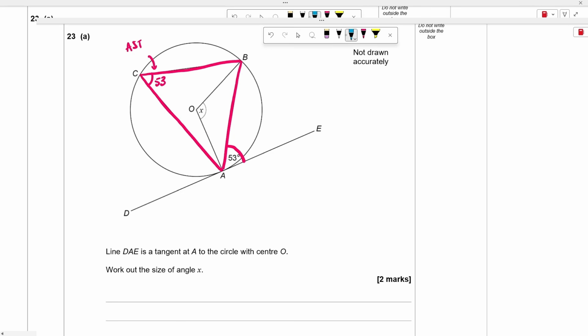Now also from this, which is what X is connected to, this also is linked to an arrowhead. Now what do I know about an arrowhead? Well, it says that the angle subtended at the center of the circle is twice the size as the angle subtended at the circumference. So angle X is going to be 2 times 53, so X equals 106 degrees, which makes sense because angle X is an obtuse angle.